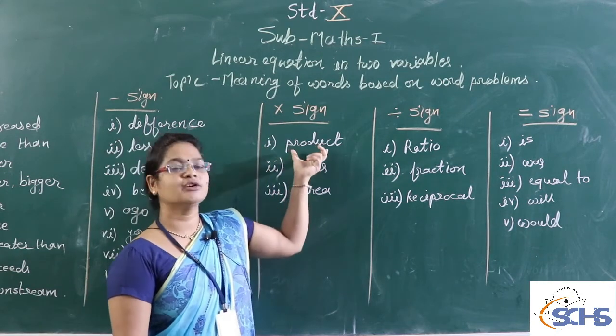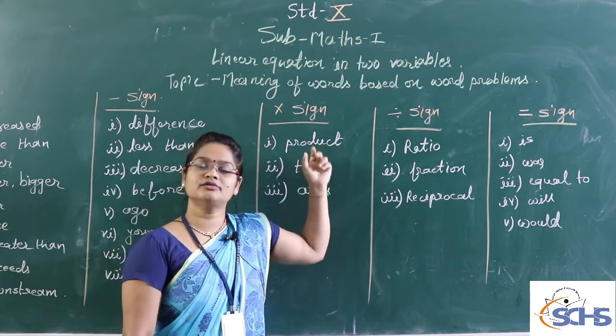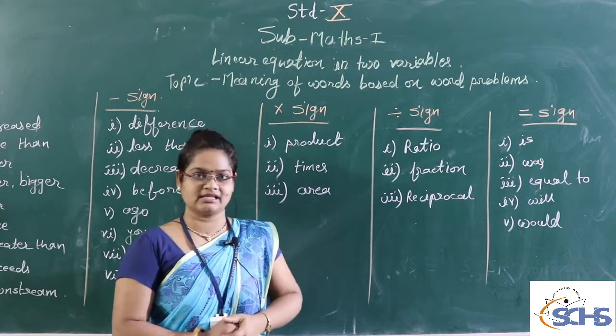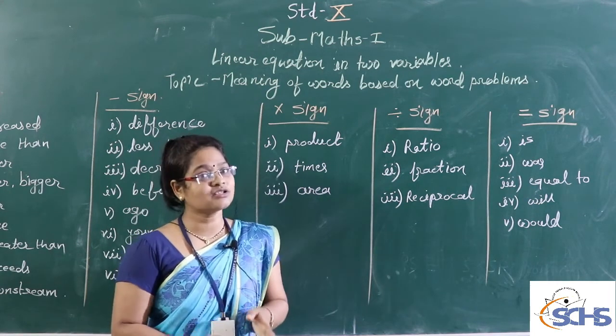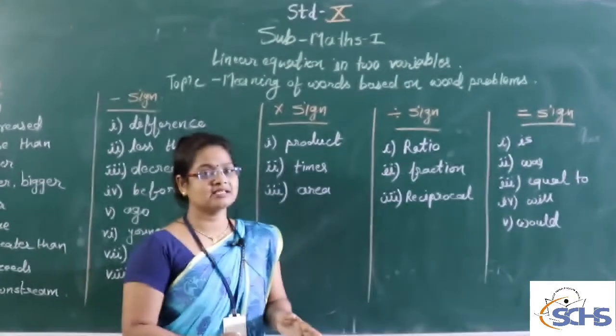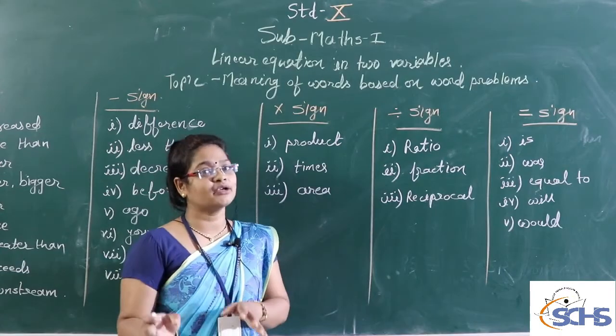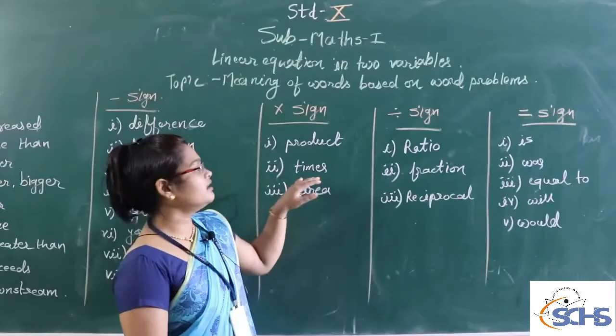Okay, if it is given in the question that the product of two numbers is equal to 56, then in that case you have to use the multiplication sign, because product means the sign of multiplication. Okay, times.